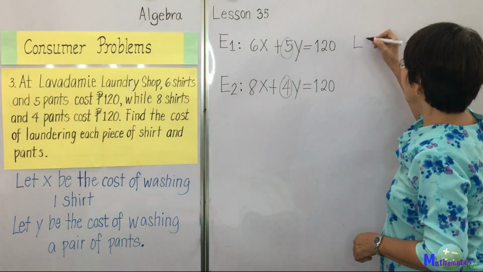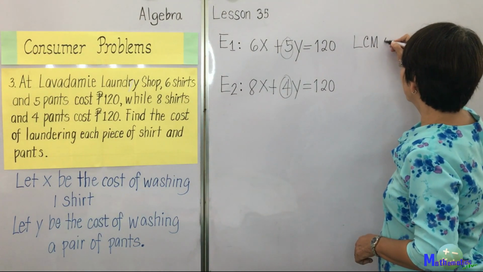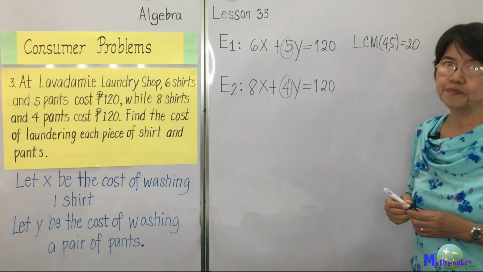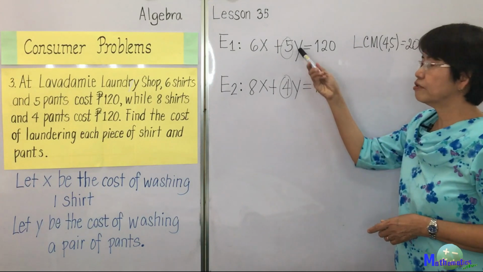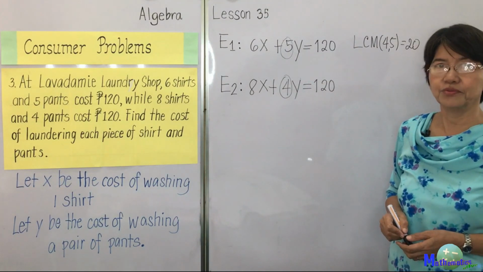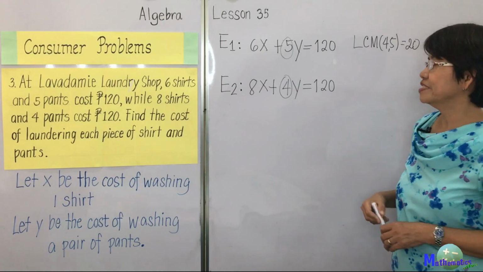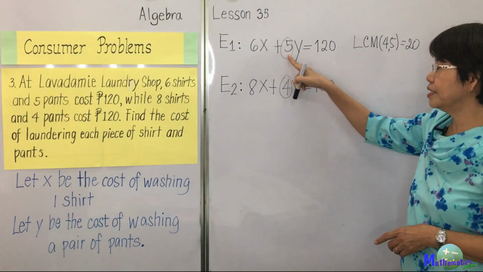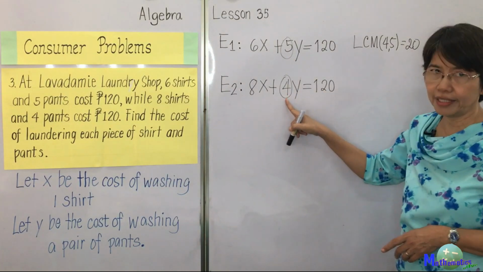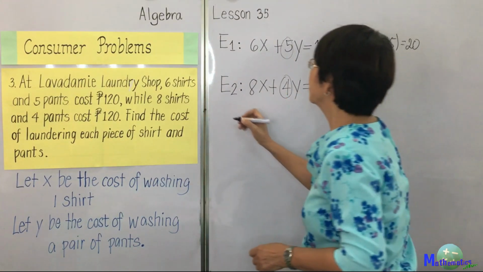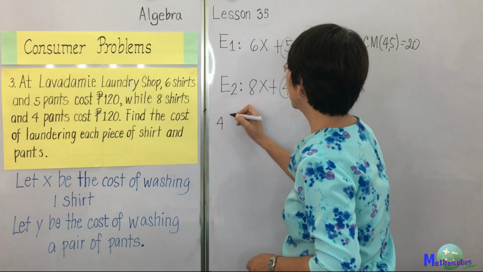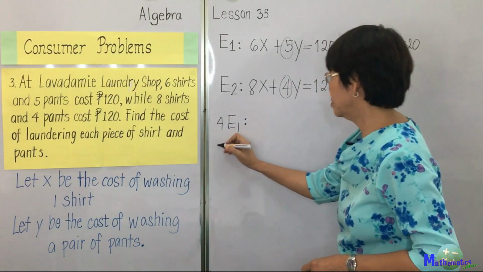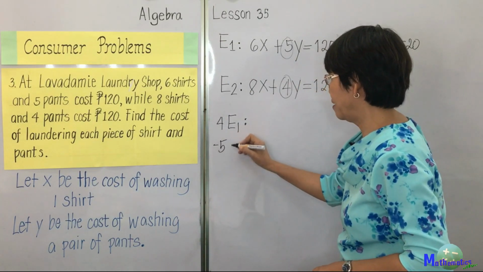The LCM of 4 and 5 is 20. So the coefficient of y should be positive 20 and negative 20. So we will multiply equation 1 with positive 4 and equation 2 with negative 5. Equation 1 times 4 and equation 2 times negative 5.